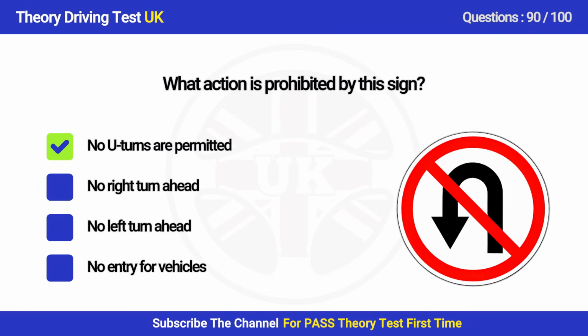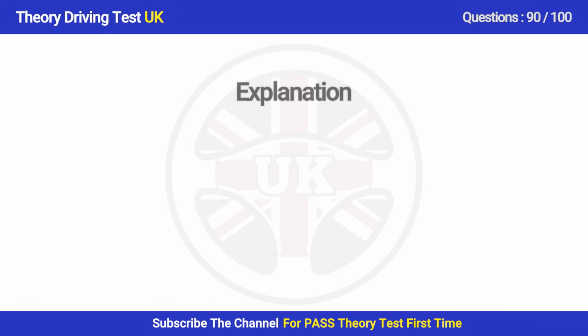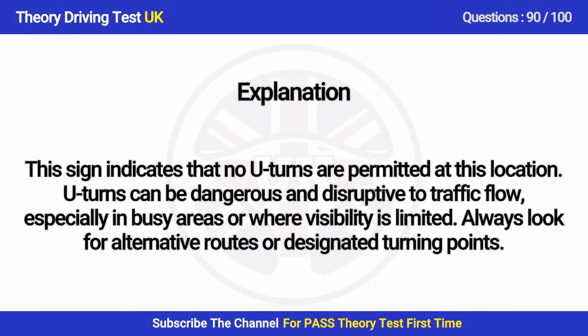Answers is A. No U-turns are permitted. This sign indicates that no U-turns are permitted at this location. U-turns can be dangerous and disruptive to traffic flow, especially in busy areas or where visibility is limited. Always look for alternative routes or turning points.